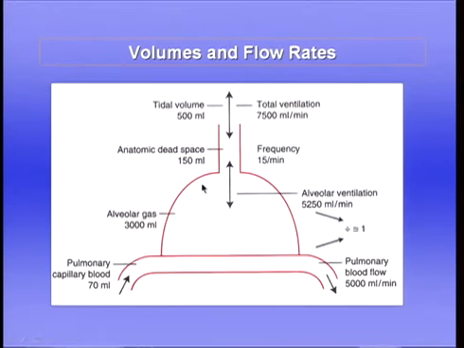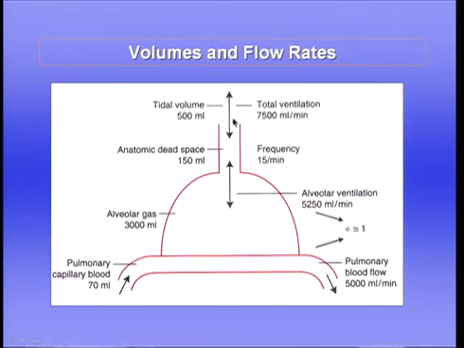Now, when we come to look at the volumes per unit time, or the ventilations, we see the figures on the right here. Let's assume that the frequency of breathing is, say, 15 breaths per minute. Again, of course, another ballpark figure, but it's approximately the correct value. So if the tidal volume is 500 ml and the frequency is 15 breaths per minute, that means the total ventilation in this particular example is 7,500 ml per minute.